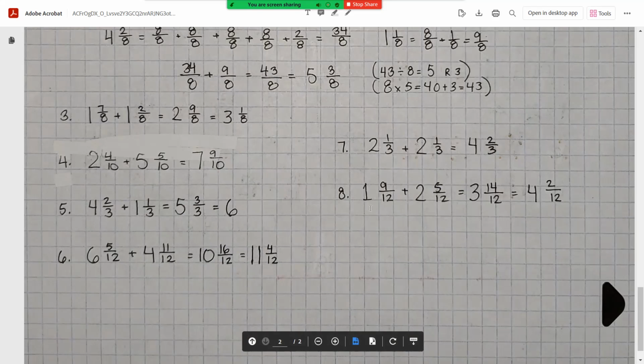Next, we have 1 and 9/12 plus 2 and 5/12. I already know the sum of my fractions is going to be more than 12, so I'm going to have to do some renaming. But let's start by adding our whole number parts. 1 plus 2 is 3. 9 plus 5 is 14. So 3 and 14 over 12. We know 14 is 2 extra pieces more than 12, which makes 1 whole. So 3 plus 1 and 2/12 is 4 and 2/12.